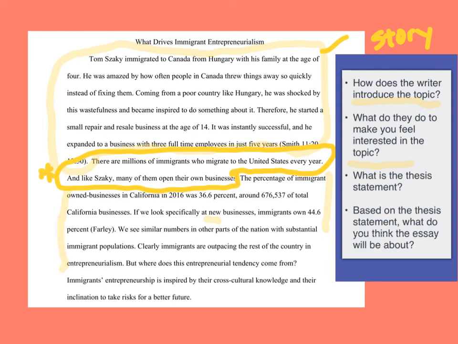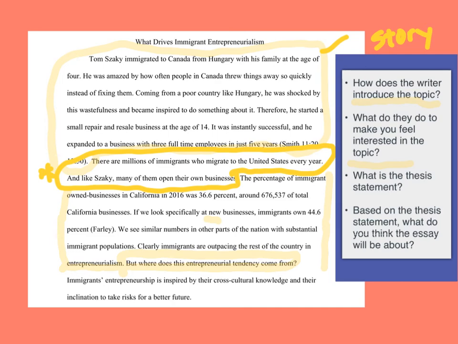So I'm giving the reader some background information now to understand the rest of the essay. Maybe they don't know how entrepreneurial immigrants are, so I want to explain that first before I talk about why, right? I want to show that they are entrepreneurial before I can explain why. And then I lead into the introduction with this sentence here. But where does this entrepreneurial tendency come from? Hopefully I've made the reader curious to know the answer to that. And so now they'll be ready and interested and excited to read the paper.